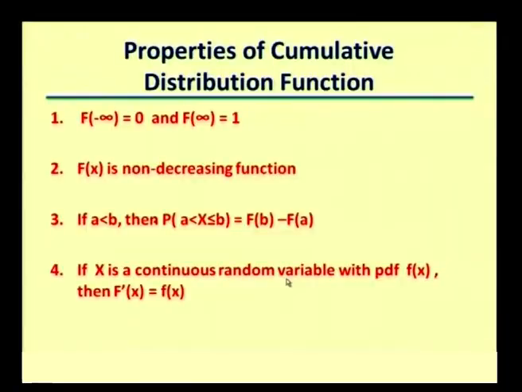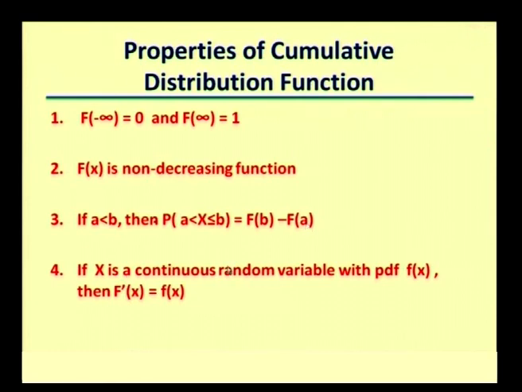Let us see some of the properties of a cumulative distribution function. First property: F of minus infinity is equal to 0, F of infinity is equal to 1, and F of x is a non-decreasing function. If a is less than b, then P of a less than X less than or equal to b is equal to F of b minus F of a.